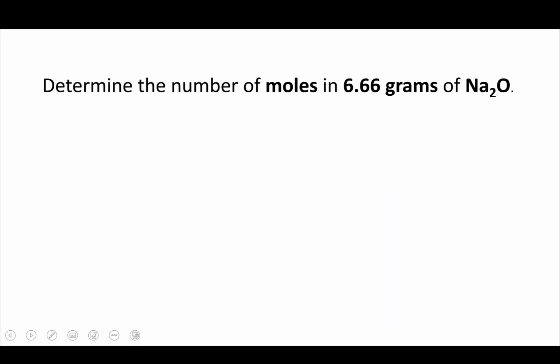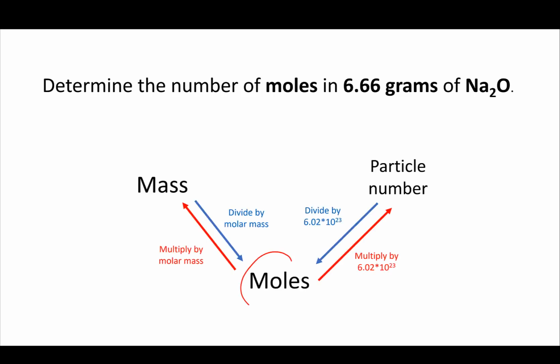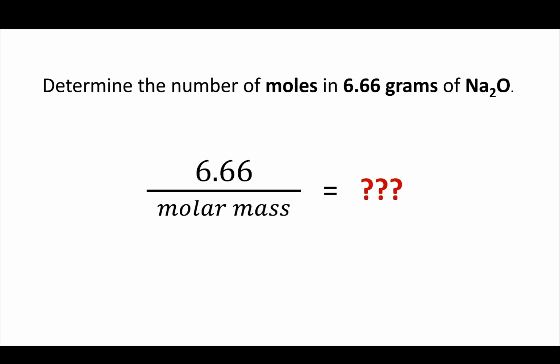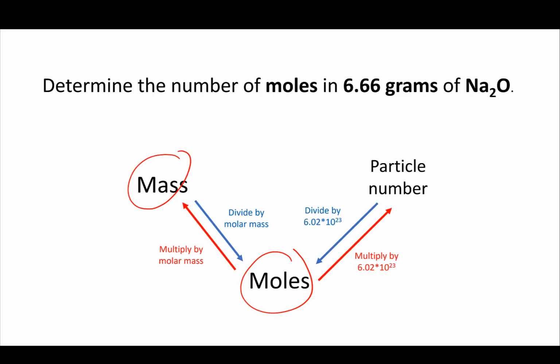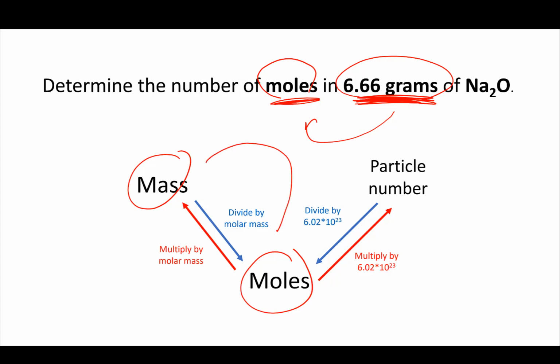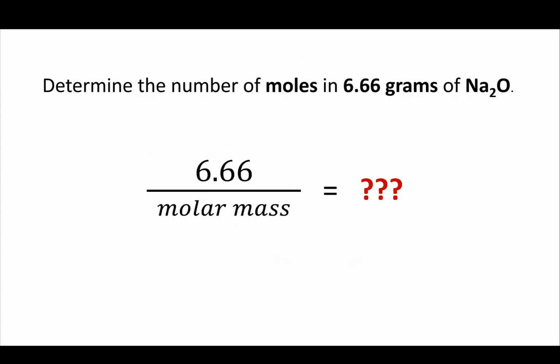How many moles are in 6.66 grams of Na2O? So we'll, once again, go out of grams and into moles. Sorry, because it tells us how many grams we have, we go into moles, right? So mass into moles, because that's our answer. This is what the question gives us. So we're going from mass to moles that way, so we divide by the molar mass.